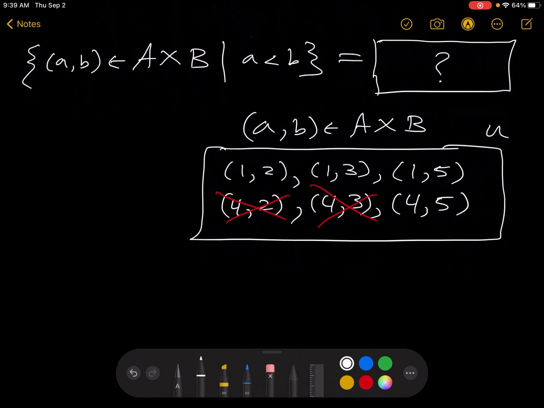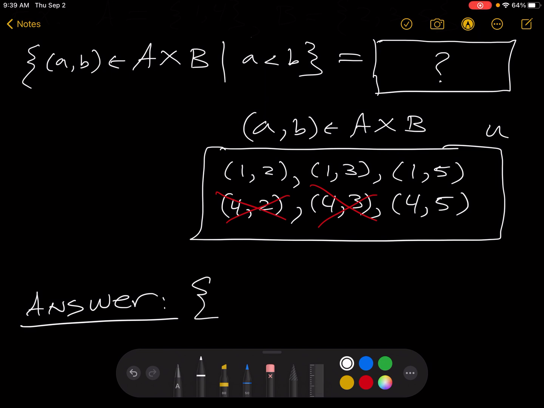So our answer, remember, we have to write it using the set bracket notation, is 1, 2, 1, 3, 1, 5, and 4, 5.